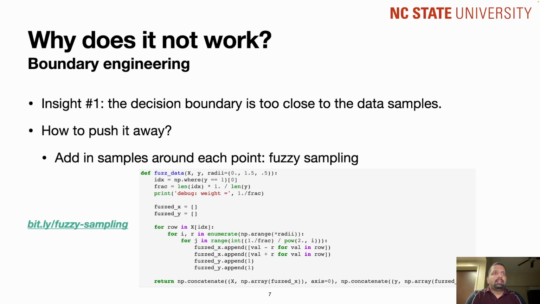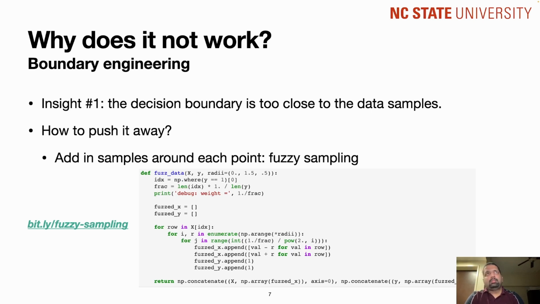Look at the first for loop, the topmost for loop, that goes over all the samples in the minority class. The next for loop goes concentrically around these points in a certain range, in increments of certain radii. And the final for loop decides the number of points we add there. So we have an exponential decay, that's the power 2 comma i you see in the denominator. And we're using the 1 over frac, which is the 1 over frac that you see here from the weighted loss function. For a full demo of fuzzy sampling, please see the link on the left.